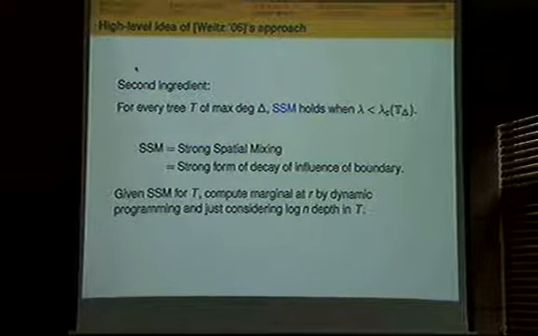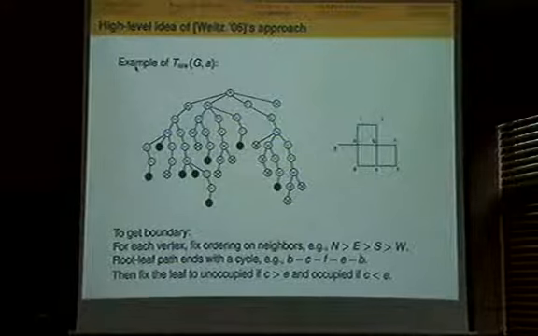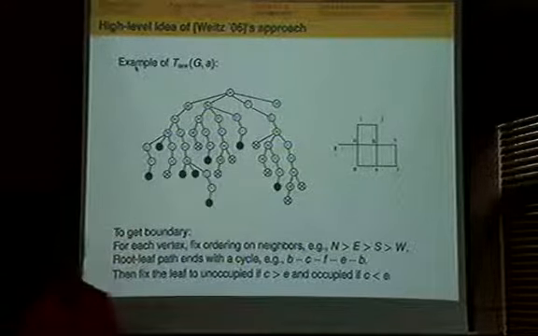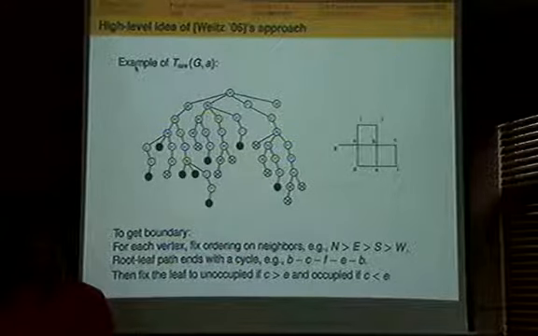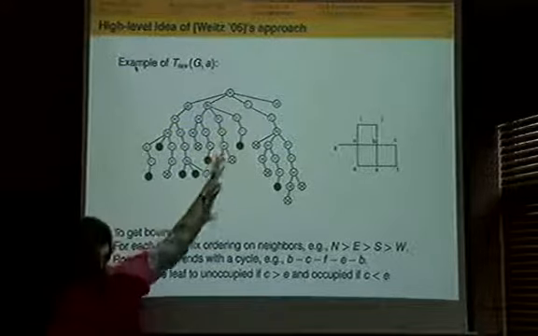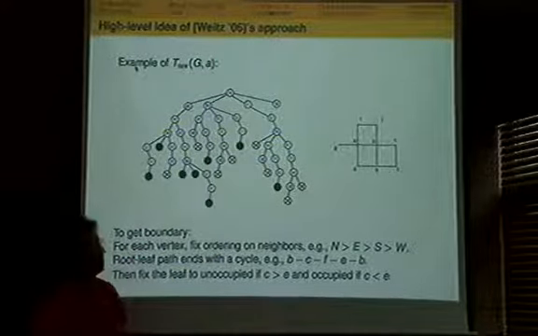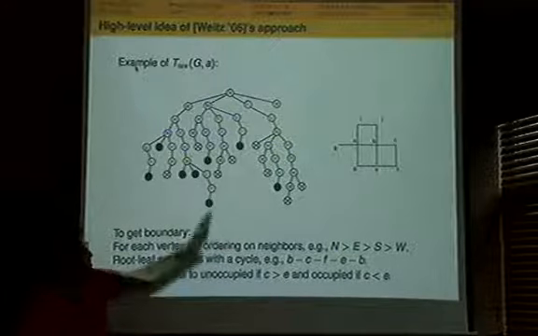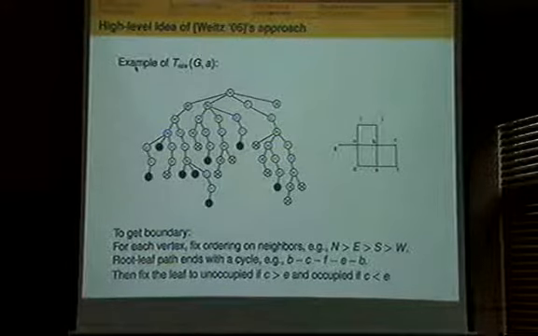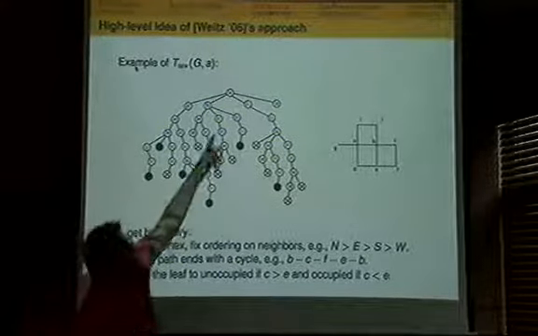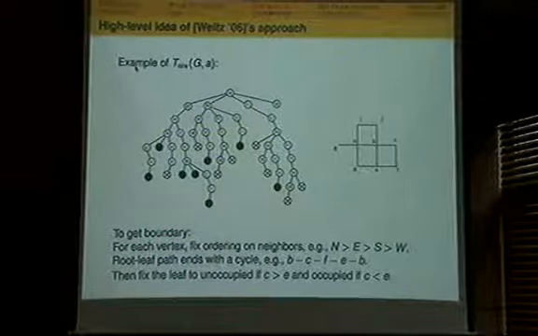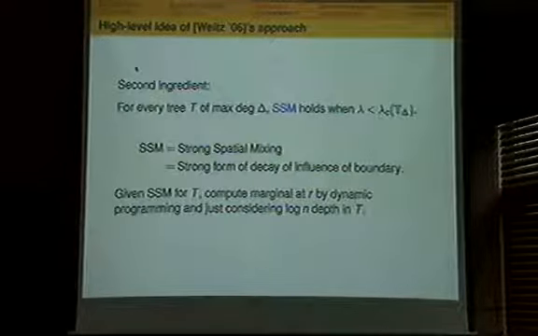But the problem is that this tree is big. So I can't do some brute force. I need a little bit more clever ideas in order to efficiently compute the marginal of that root, because the tree is potentially much bigger than the graph itself. Okay, so I still got to use a little bit of cleverness to get the marginal for that root of the tree. Okay, because it's such a big tree. So this is the second component.